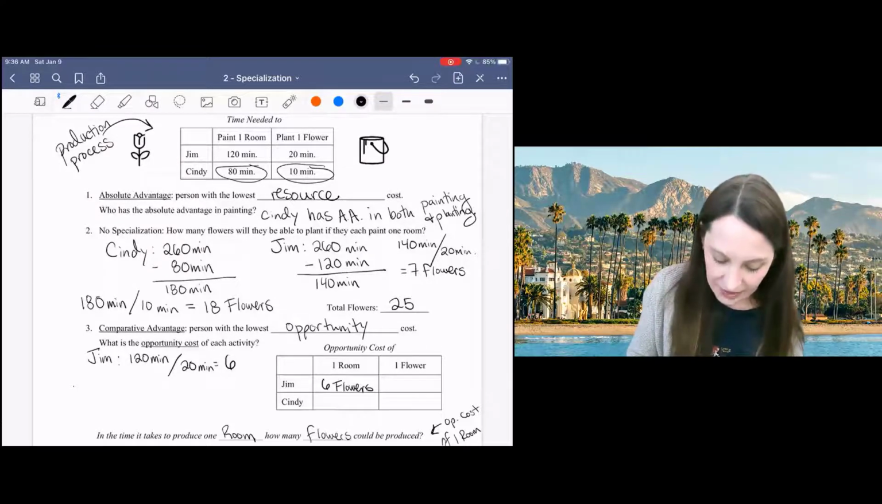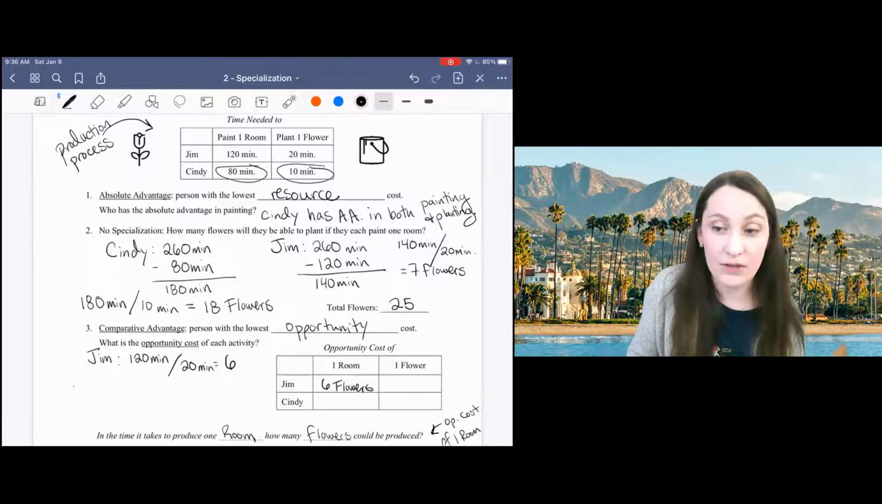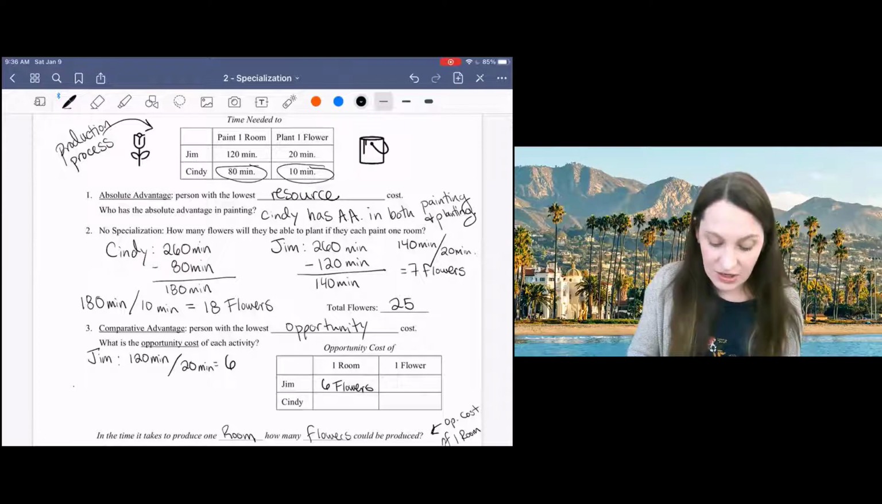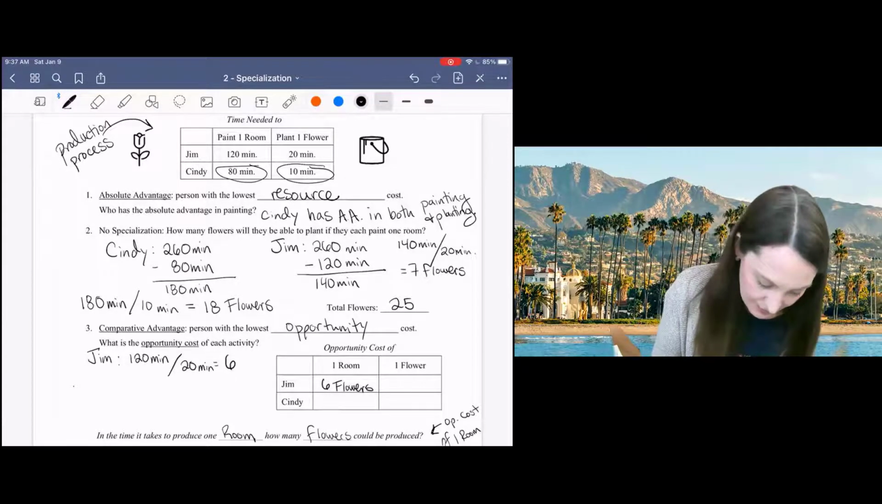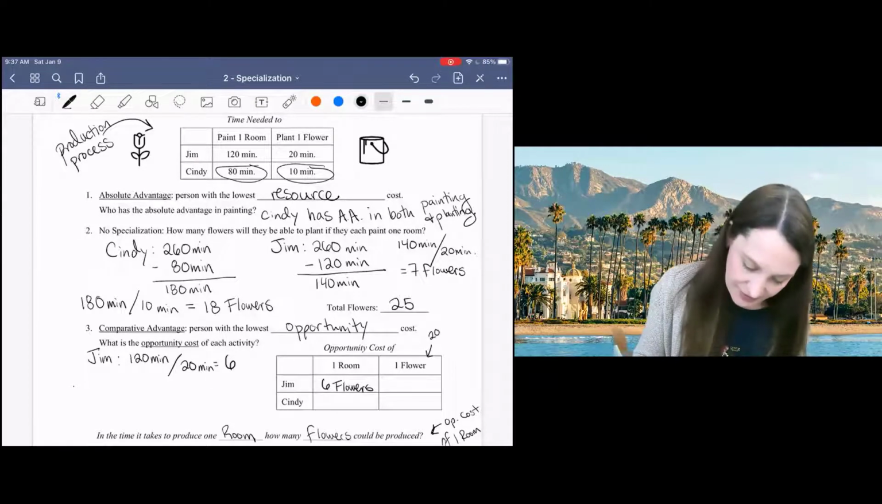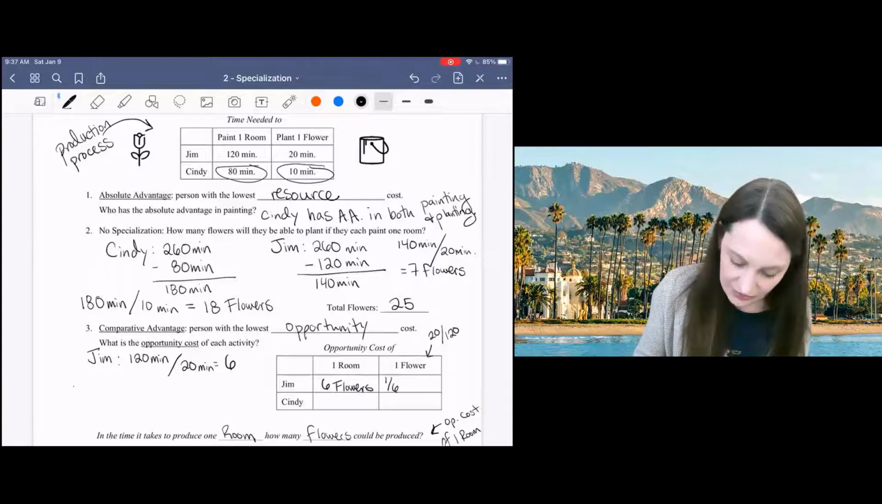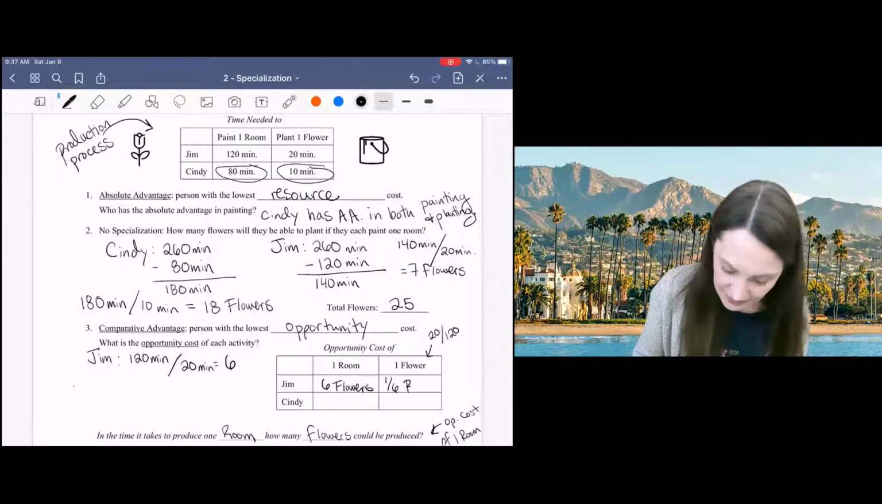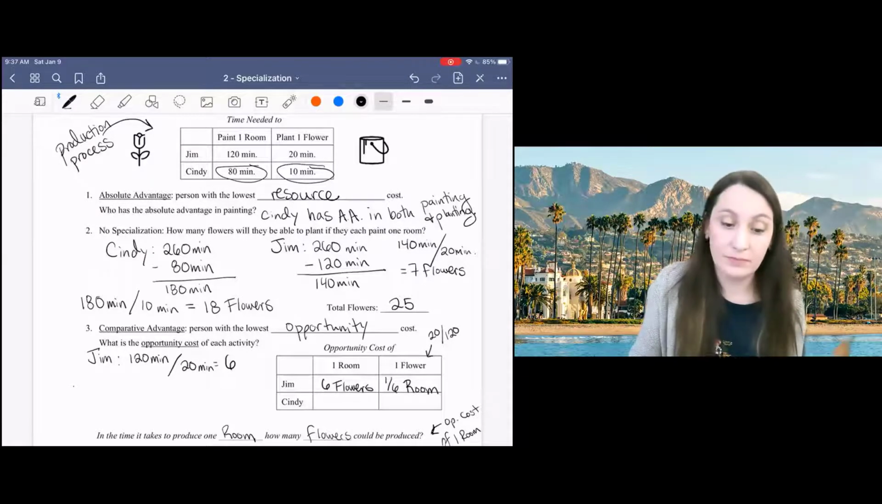And if we think about the opportunity cost of a flower, you'll notice that it will just be the inverse of the opportunity cost of a room, right? So if I think about the opportunity cost of a flower, I would say, well, it takes 20 minutes to plant a flower and 120 minutes to paint a room. So the opportunity cost of one flower is 1/6 of a room.